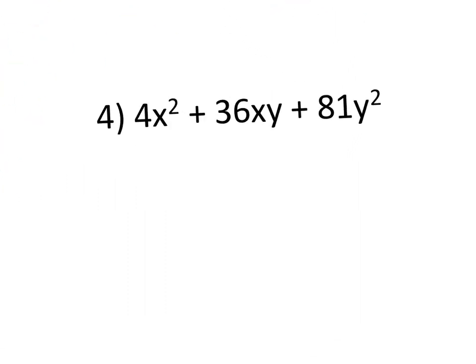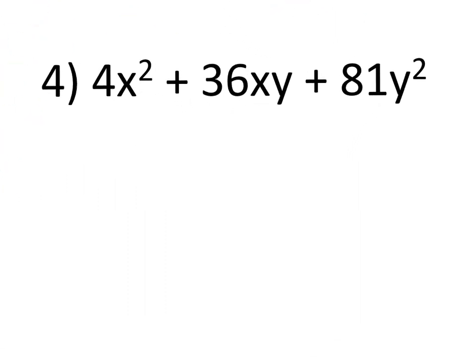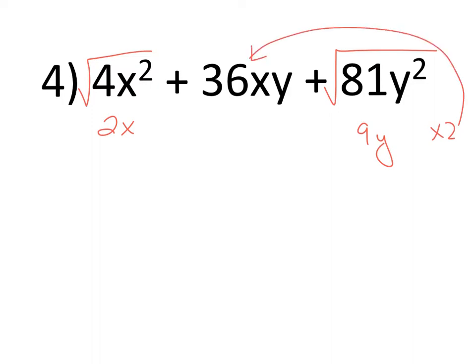All right, so let's look at what happens if it's got a double variable in it. So we're going to go ahead and still do the same thing. We're still square rooting and we're still square rooting. So the square root here is a 2x. The square root here is a 9y. Okay, and then again, we're multiplying by 2 to make sure that we get that middle part right there. So 2 times 9 is 18, times 2 is 36.